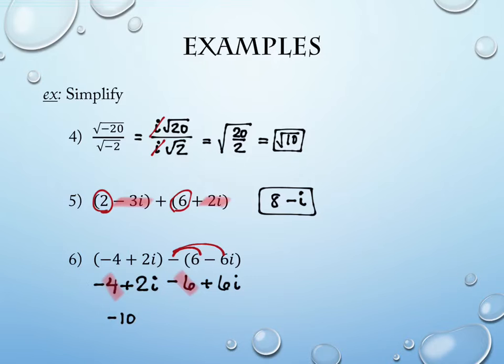-10. And then the 2i and the 6i are like terms. Added together you get? Careful on your signs. The negative distributed, so the -6i at the end is now a positive 6i. So instead I have 8i. Yeah. Signs is something that trips people up on these. Just be careful with your signs as you're working through.